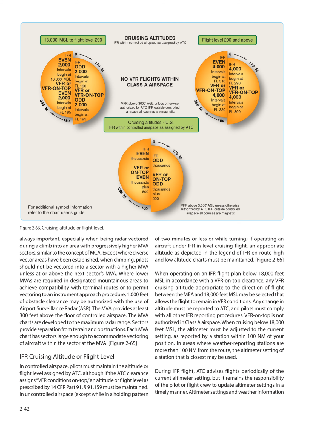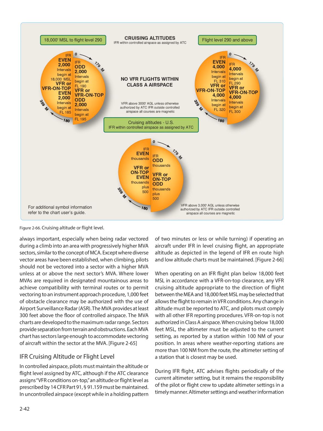Figure 265, IFR cruising altitude or flight level in controlled airspace. Pilots must maintain the altitude or flight level assigned by ATC, although if the ATC clearance assigns VFR conditions on top, an altitude or flight level as prescribed by 14 CFR Part 91, Section 91.159 must be maintained. In uncontrolled airspace, except while in a holding pattern of 2 minutes or less or while turning, if operating an aircraft under IFR in level cruising flight, an appropriate altitude depicted in the legend of IFR on route high and low altitude charts must be maintained.